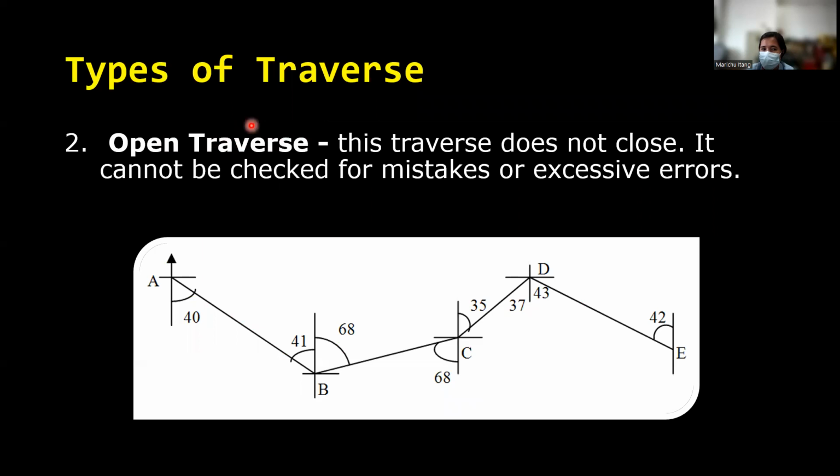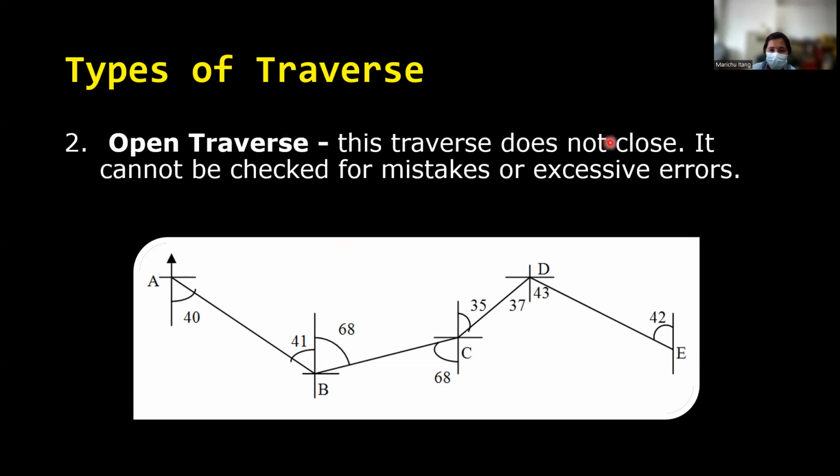Okay, so be reminded that once we submit our survey returns or our surveys to the DNR, they are going to check the error of your traverse. So if the error of the traverse does not conform with the standard error, then your work will not be accepted. They will return the work to you. So you need to do the traverse again.